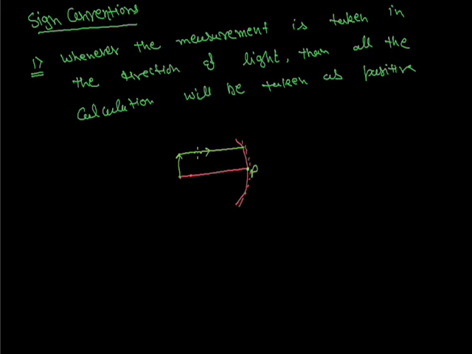Means the ray is going in this direction, but we are going in the opposite direction to calculate the distance in this direction, that is U. So here U should be taken as negative, because the ray is coming in this direction and we are going through this direction, which means U should be taken as negative.